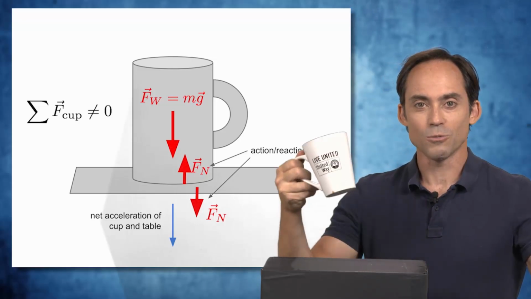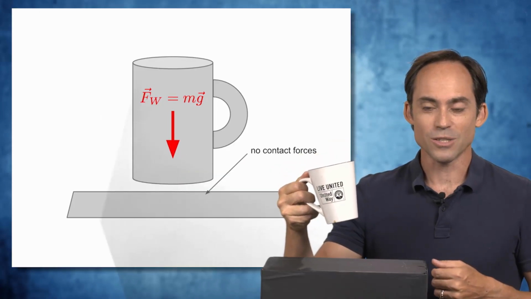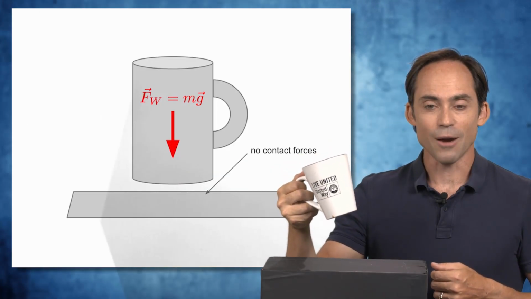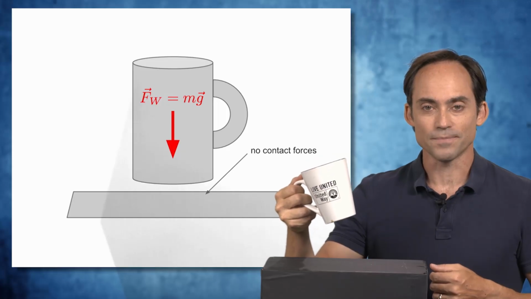Now, of course, you can also remove the cup from the box, in which case there is no more contact surface, and that eliminates the normal force entirely.